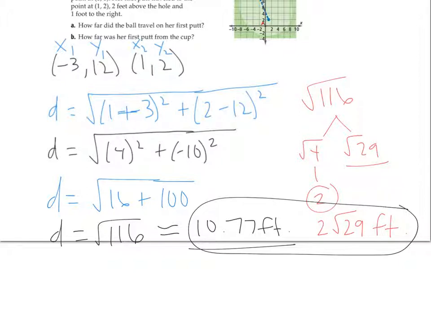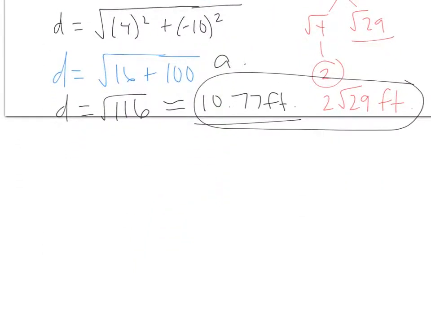All right, so part B now, that was for part A. Part B says, how far was her first putt from the cup? Well, her first putt ended up, this is part B, at (1, 2). And the actual hole is at (0, 0). So now we have to find the distance of how much she was away from that hole. So x1, y1, x2, y2.